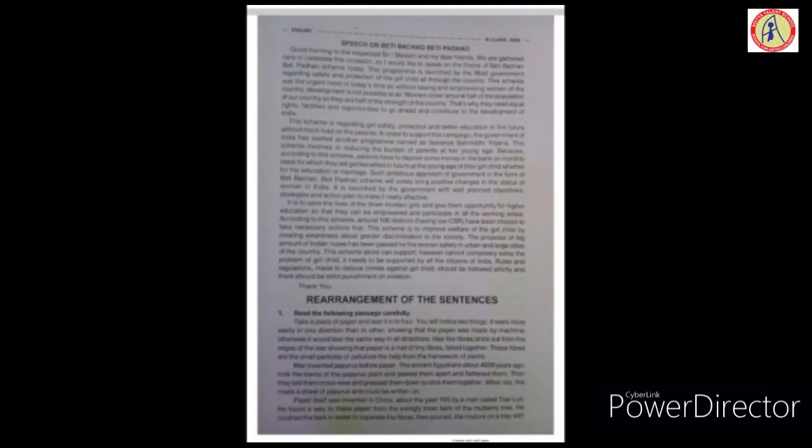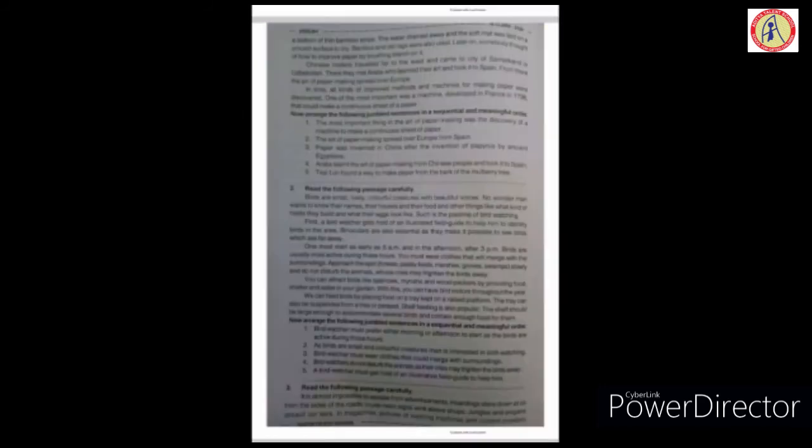Paper itself was invented in China about the year 105 by a man called Cylon. He found a way to make paper from the stringy inner bark of the mulberry tree. He crushed the bark in water to separate the fibers, then poured the mixture on a tray with a bottom of thin bamboo strips. The water drained away and the soft mat was laid on a smooth surface to dry. Bamboo and old rags were also used. Later on, somebody thought of how to improve paper by brushing starch on it.